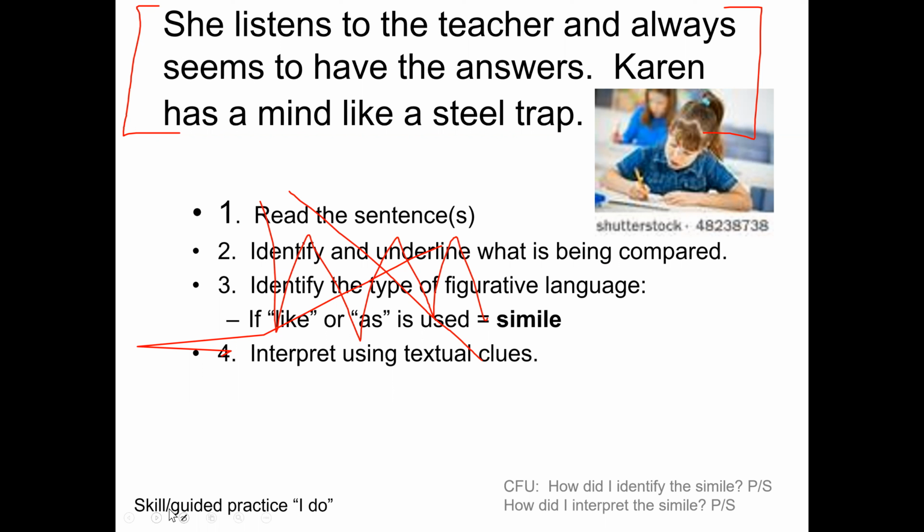Okay, so we're going to interpret this one. So I want Demarion. Are you there?